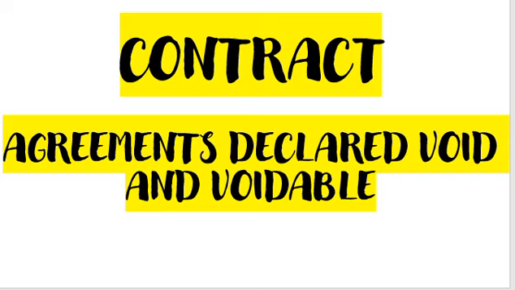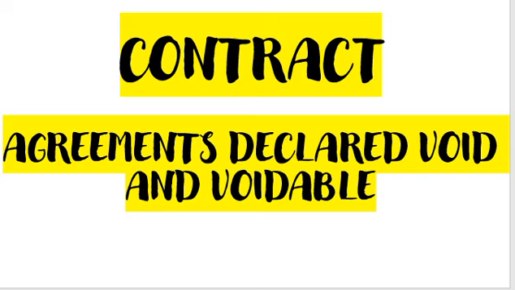An agreement not enforceable by law and having no legal effect from the beginning is called a void agreement. A contract enforceable at the option of one party, but which can be cancelled by them due to issues like fraud, etc., is called a voidable contract.